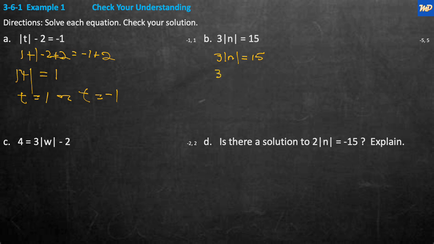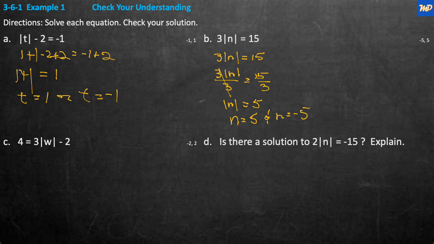So we're going to get 3 times the absolute value of n divided by 3 is equal to 15 divided by 3. And we do that, the 3s cancel, and we get the absolute value of n is equal to 5. So then that means n equals 5 and n equals negative 5, or however we want to look at it in this case.